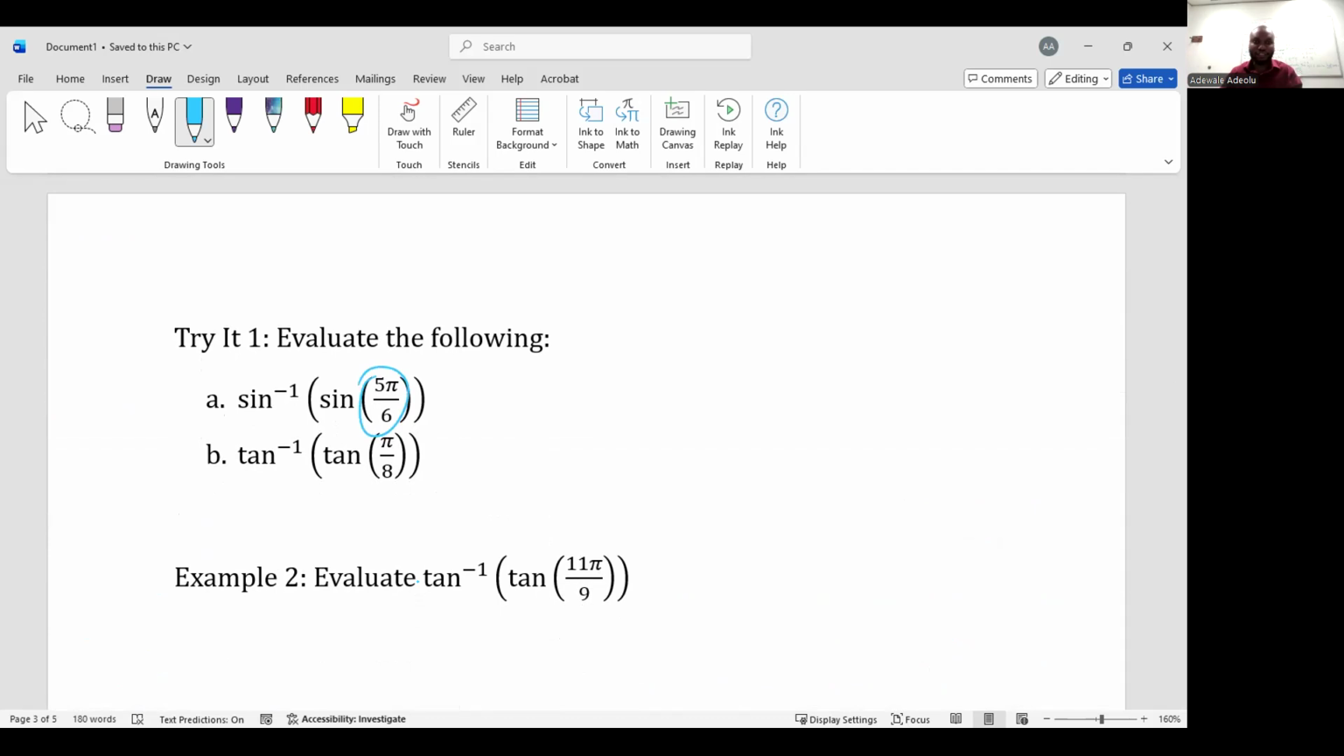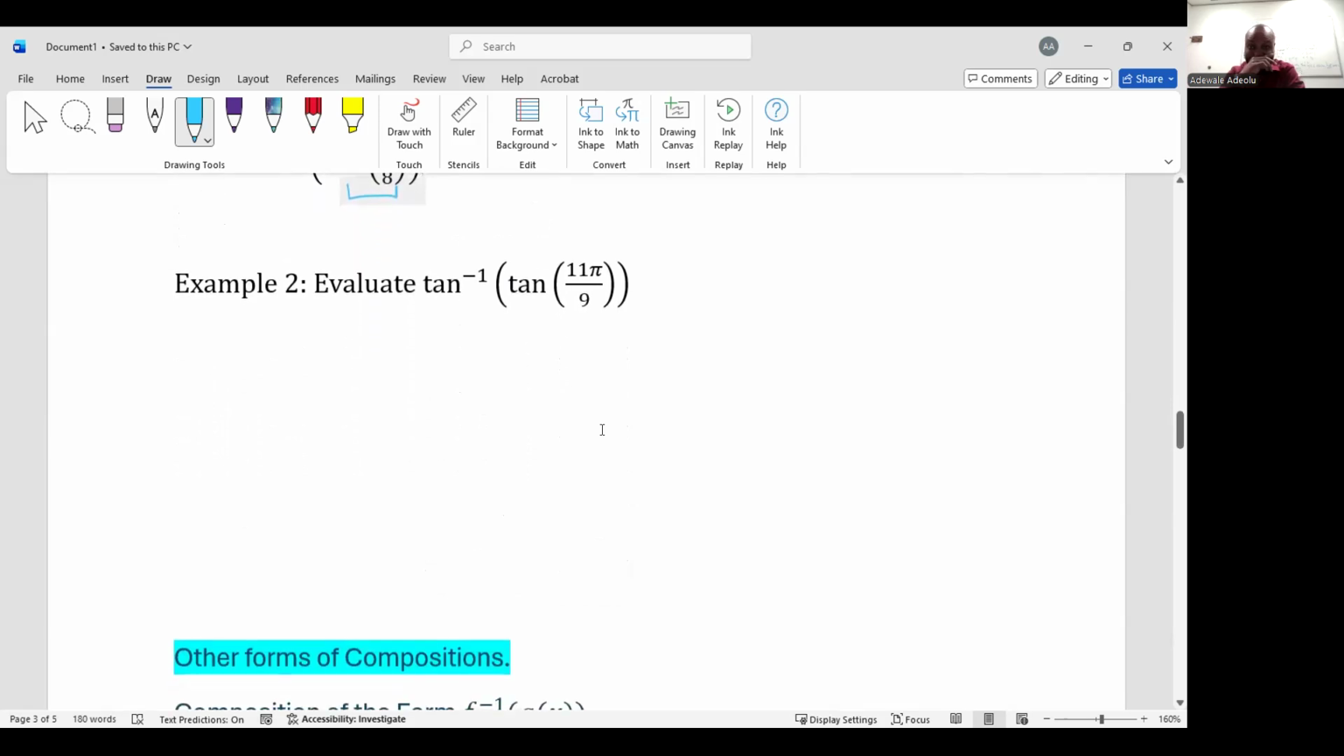Look at this. This is not in the restricted domain for sine, meaning you need to find an angle such that it is coterminal with that, 5 pi over 6 for sine. Then you evaluate that. And it will be in negative pi over 2 to pi over 2. So, and this, think about this as well. Pi over 8. All right, let us look at another example.